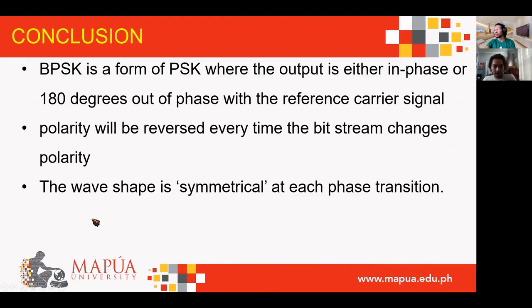So concluding, BPSK is a special type of PSK wherein the phase of the carrier signal is varied in only two ways. Therefore, it can only be either a 0 or 180-degree phase shift. Therefore, the output signal is either in phase with the carrier or negatively out of phase with the carrier signal. And that is all for our report, for our discussion, for our project 2.